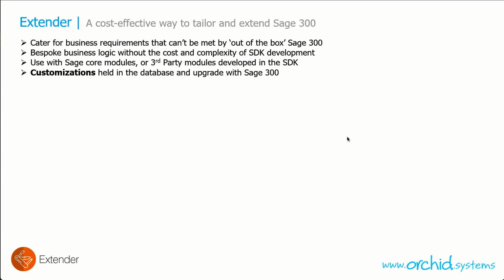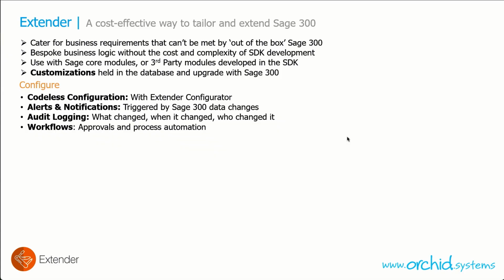As many of you probably know by now, Extender is a cost-effective way to tailor and extend Sage 300. You can use it to cater for requirements that can't be met out of the box with Sage 300. Use it with Sage core modules or third-party modules developed in the SDK, such as RMA, which we'll focus on today. All your customizations are held in the database and upgrade with Sage 300. So if you configure logging and alerts and approvals with Extender, when you upgrade to a new version of Sage 300, you just need to upgrade Extender and your customizations will keep working without having to recompile your code.